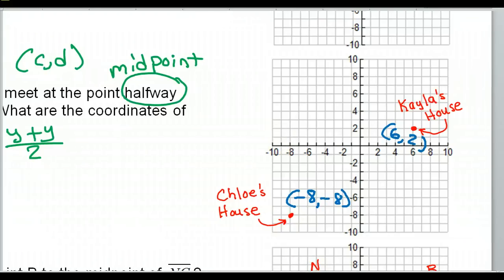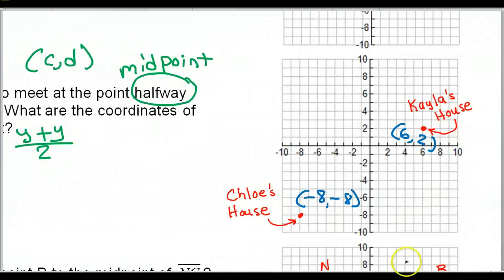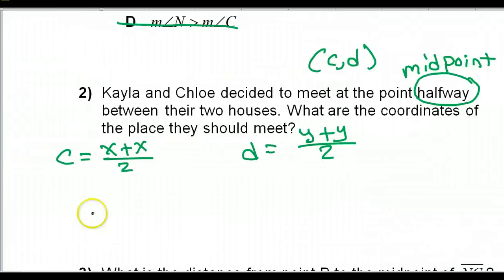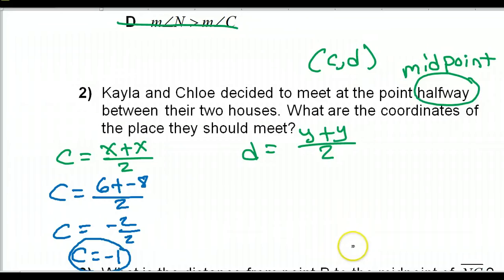Okay, so the average of the x values will give me the x value of the midpoint. So that's going to be 6 plus -8 divided by 2. So that's going to make -2 divided by 2, which is -1. Okay, so the x value of the midpoint will be -1.